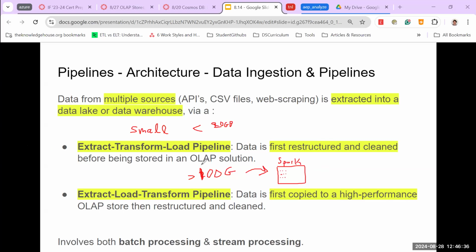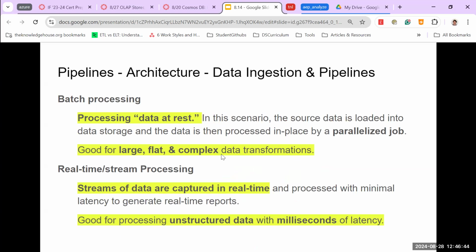Okay, now let's actually define two more terms, batch processing and stream processing. These things are pretty cool. Batch processing is basically processing data at rest. Everything that we've done is batch processing so far. Basically, you have some data that's sitting in some sort of Google Drive or a folder, and you're just performing processing to it. You're using pandas or Spark or whatever.